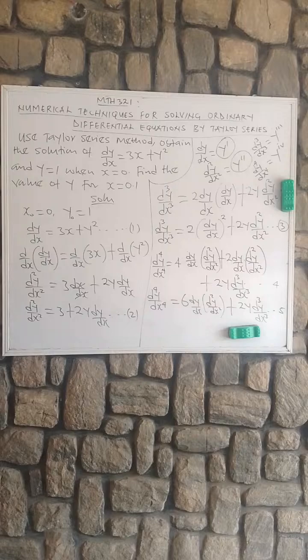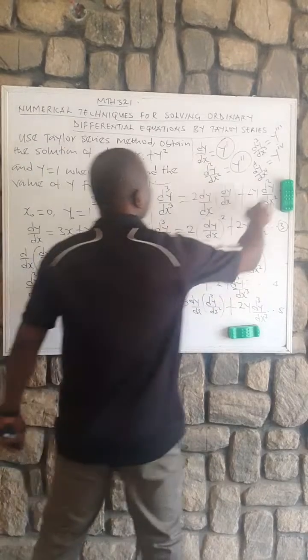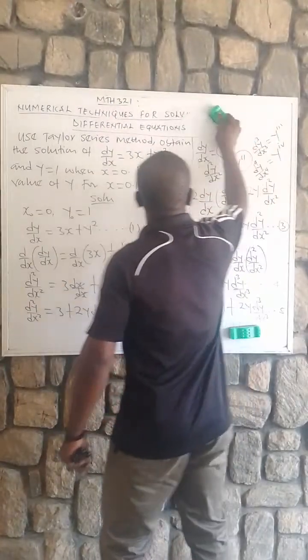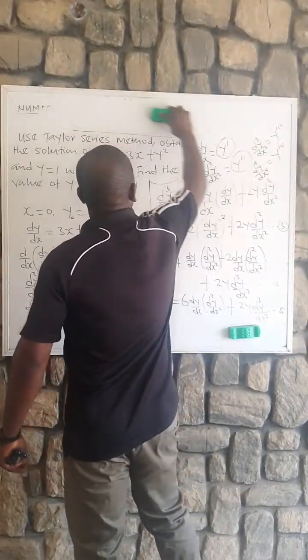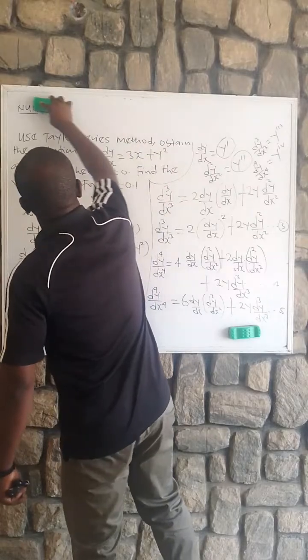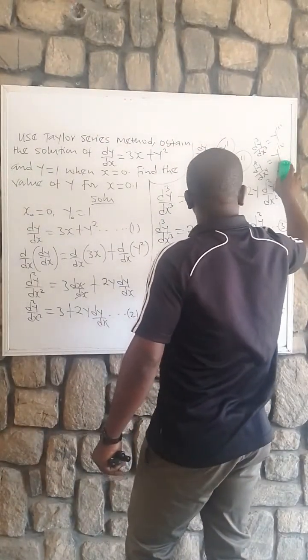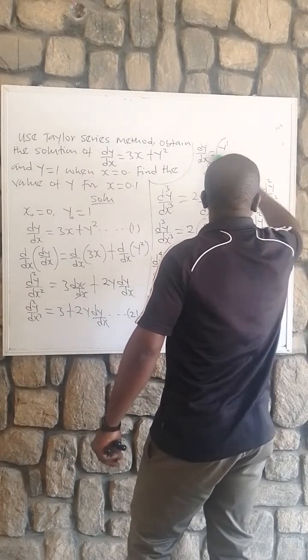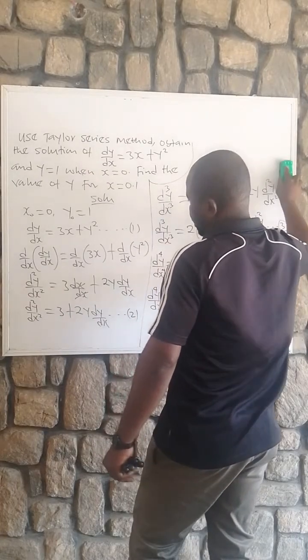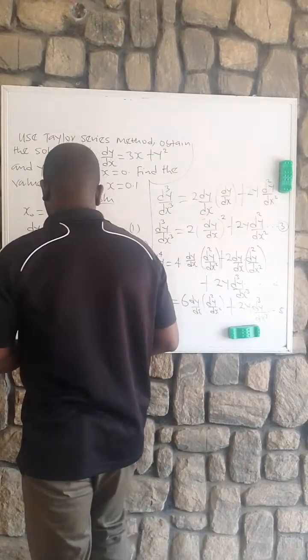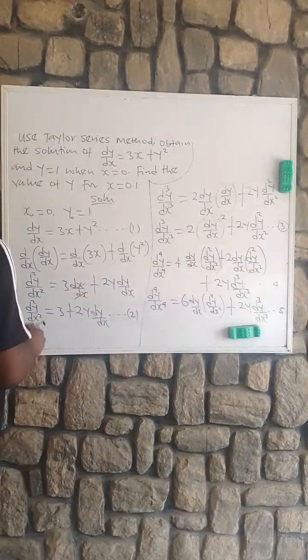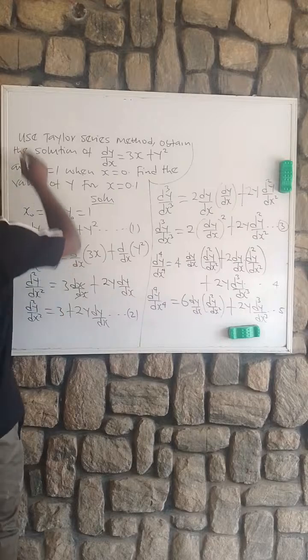So far, so good. Let me clean this up. If you can see what I am saying from here, I can clean here. You can see what I am saying. It means let's obtain the first derivative.